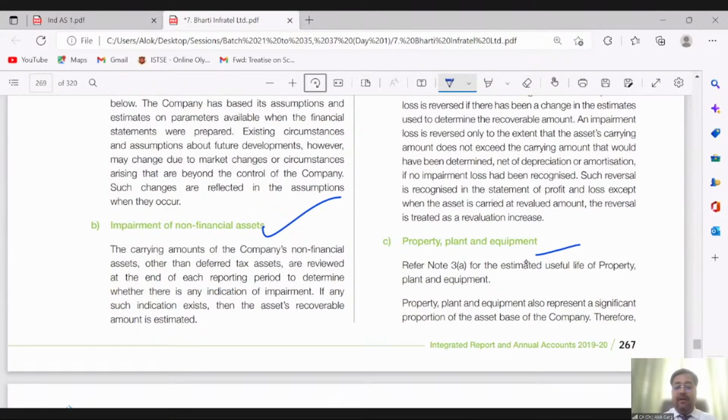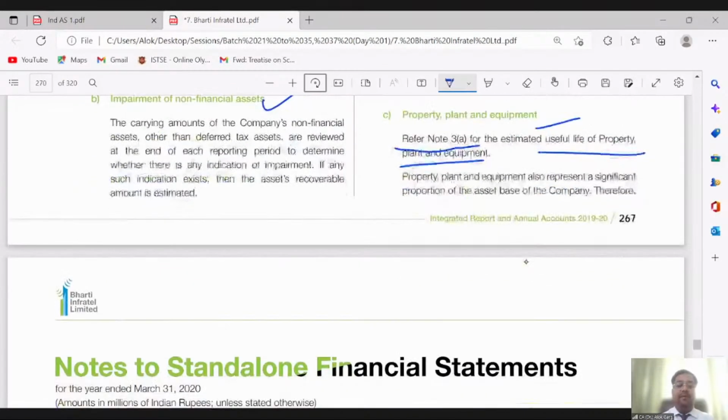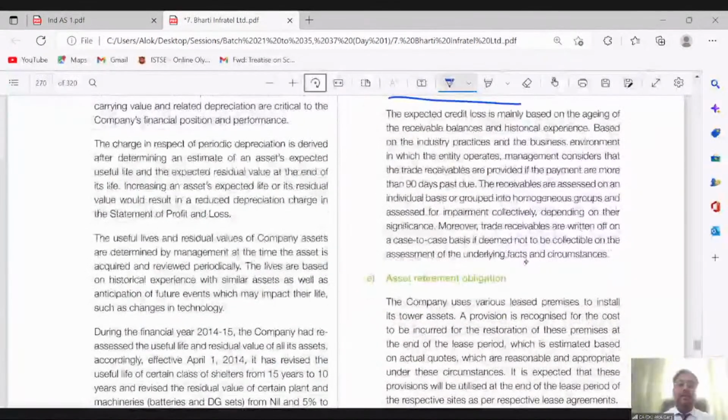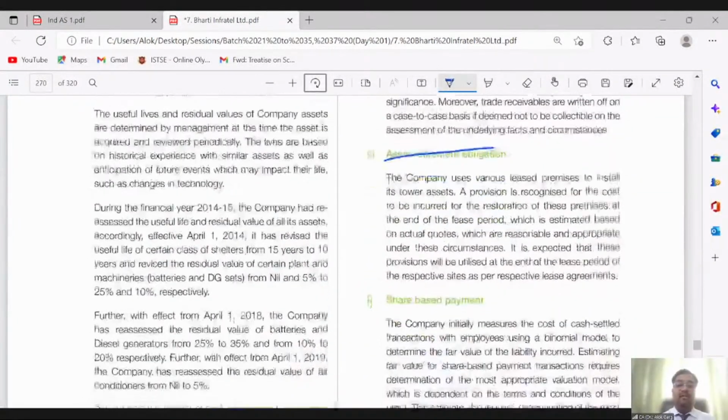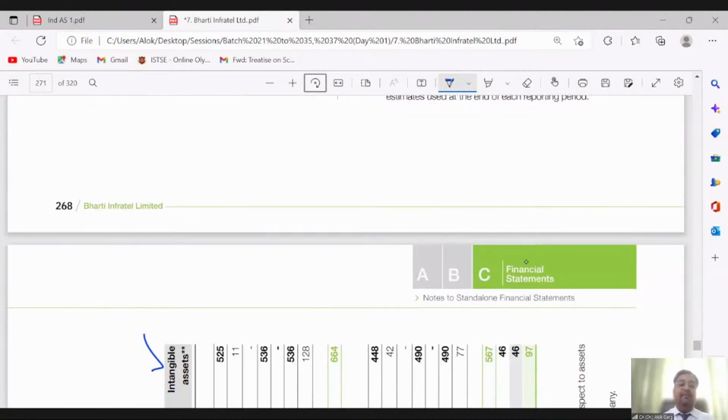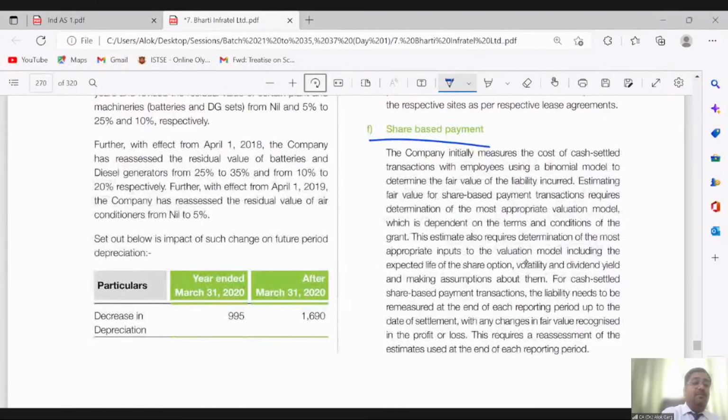Impairment, property plant, refer note number 3A, the estimated useful life of PPE. Allowance for doubtful trade receivable, asset retirement obligation, right? Share-based payment, how the fair value has been derived. So friends, the judgments and estimates also need to be applied while drafting the accounting policy. I hope it is clear to everyone. Is it clear? Yes or no?